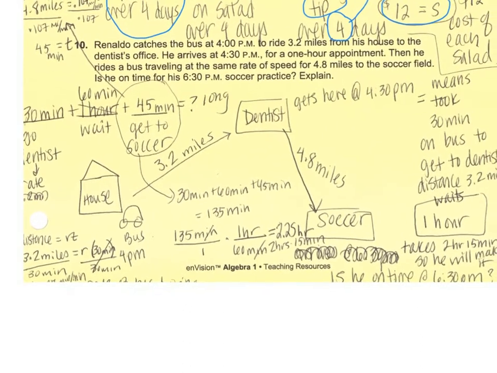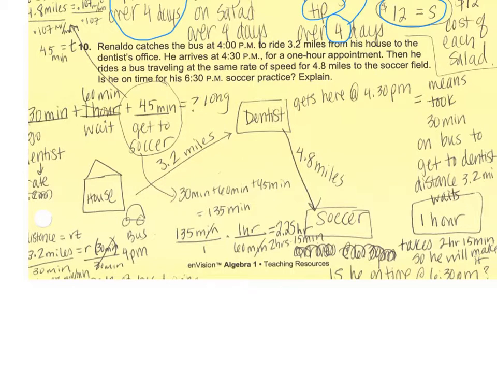Okay, so number 10 is a little bit tricky. It says that someone catches a bus at 4 p.m. to ride 3.2 miles from his house to the dentist's office. He arrives at 4:30 for a 1-hour appointment. Then he rides a bus traveling at the same rate for 4.8 miles to the soccer field. Is he on time for his 6:30 p.m.